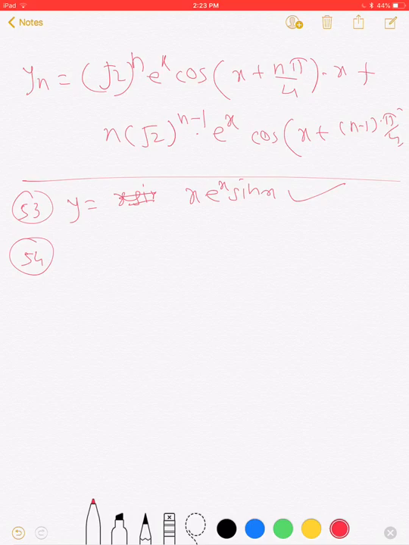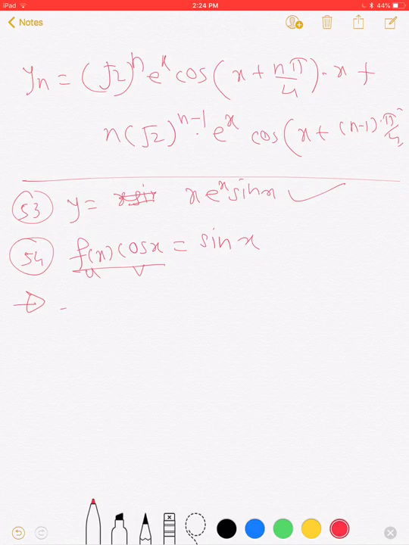In question number 54 we have to find the nth derivative of f of x cos x is equal to sin x. So we can use the Leibnitz theorem directly here because it is given that f of x cos x is equal to sin x, and here it is the product of two functions. So let us start with using the Leibnitz theorem. Take this function as u and this function as v, so just try to apply the theorem.